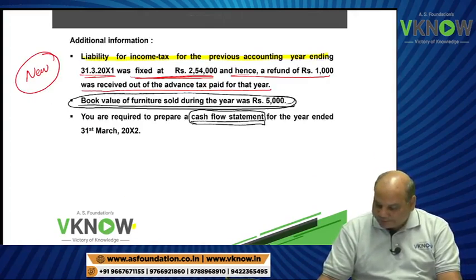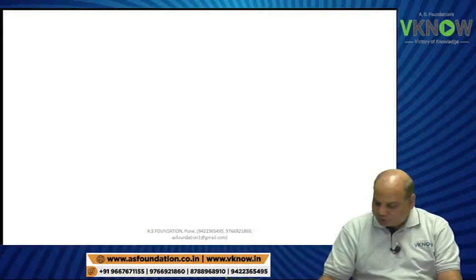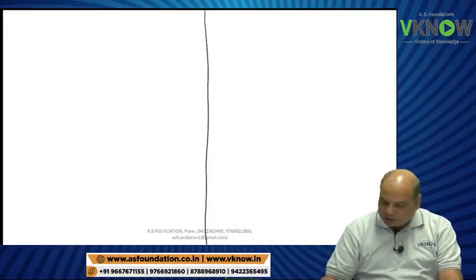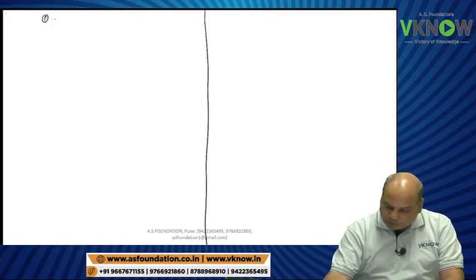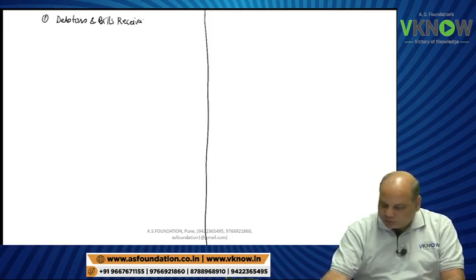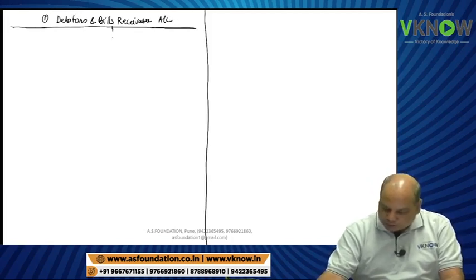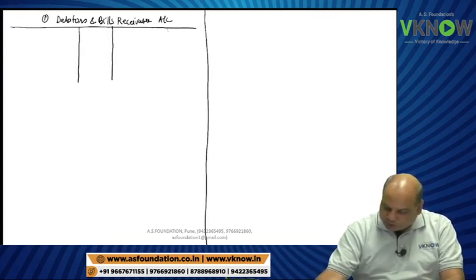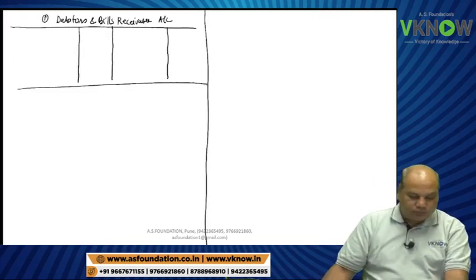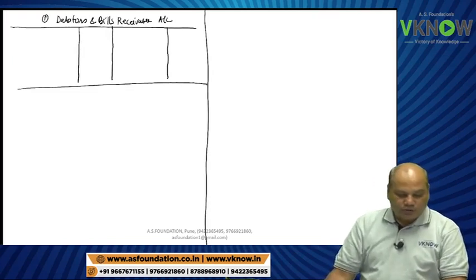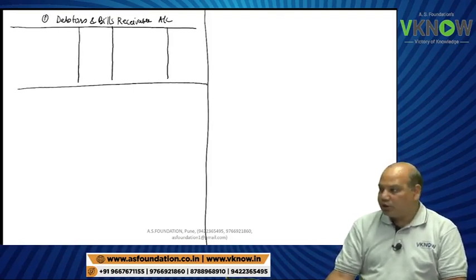Next point. So write down working notes. A little different problem than usual. So here I will prepare debtors and bills receivable account together. This will help us to find collection from debtor.